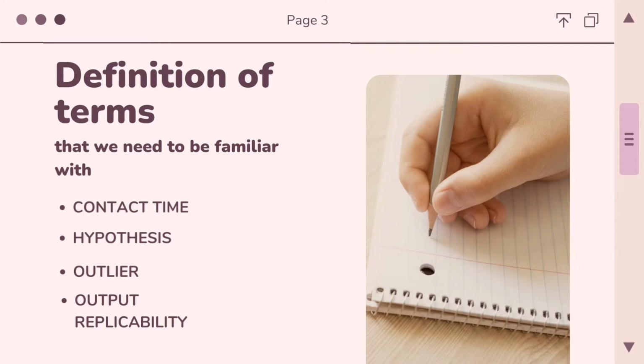First, we have the contact time, the period when the researcher interacts with the research subjects or participants to obtain relevant information. Hypothesis predicts the relationship between variables that can be tested by scientific research. Outlier, a statistical observation in a set of data that is inconsistent with the majority of the data. Output, replicability, capable of repetition, imitation, or reproduction.